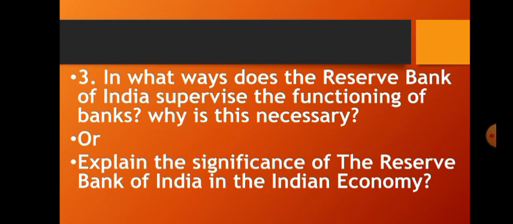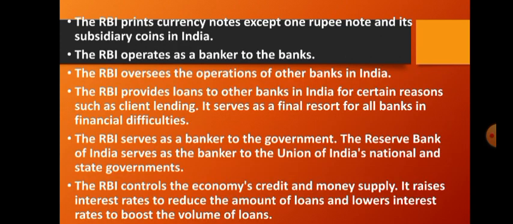Next, in what ways does the Reserve Bank of India supervise the functioning of banks? Why is it necessary? Or explain the significance of the Reserve Bank of India in the Indian economy. The RBI prints currency notes except the 1 rupee note and its subsidiary coins in India. The RBI operates as a banker to the banks. The RBI oversees the operations of other banks in India.